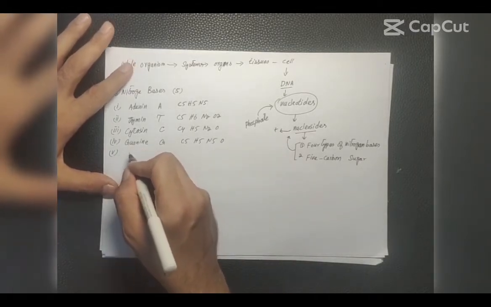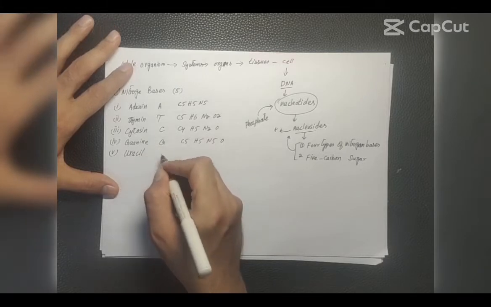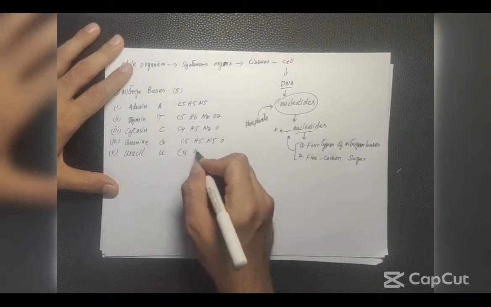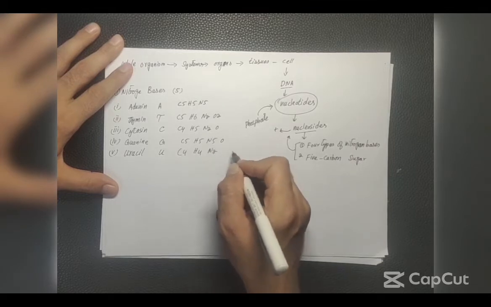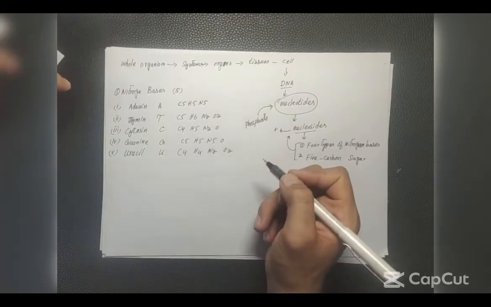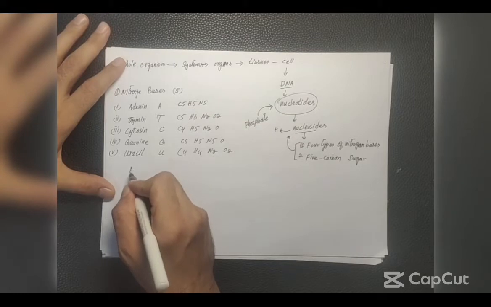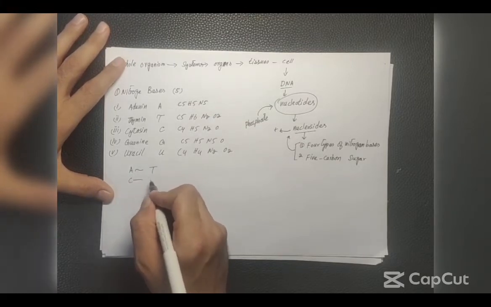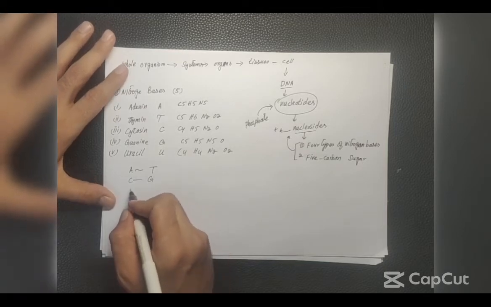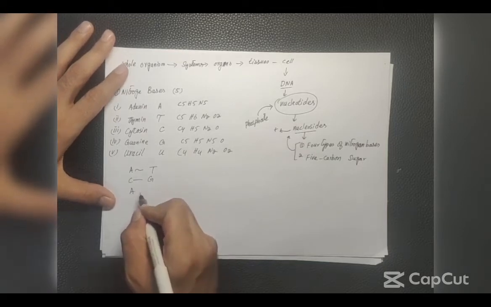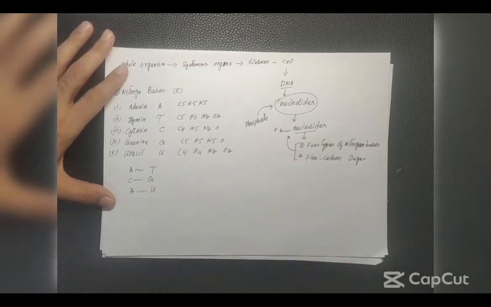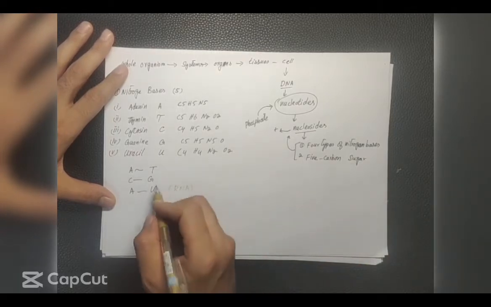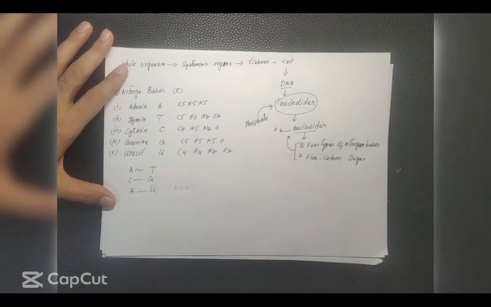Number 5 is uracil, meaning U, carbon 4, hydrogen 4, nitrogen 2, oxygen 2. Now here we can say A always pairs with T, C always pairs with G, and A pairs with U in RNA. U is in RNA.